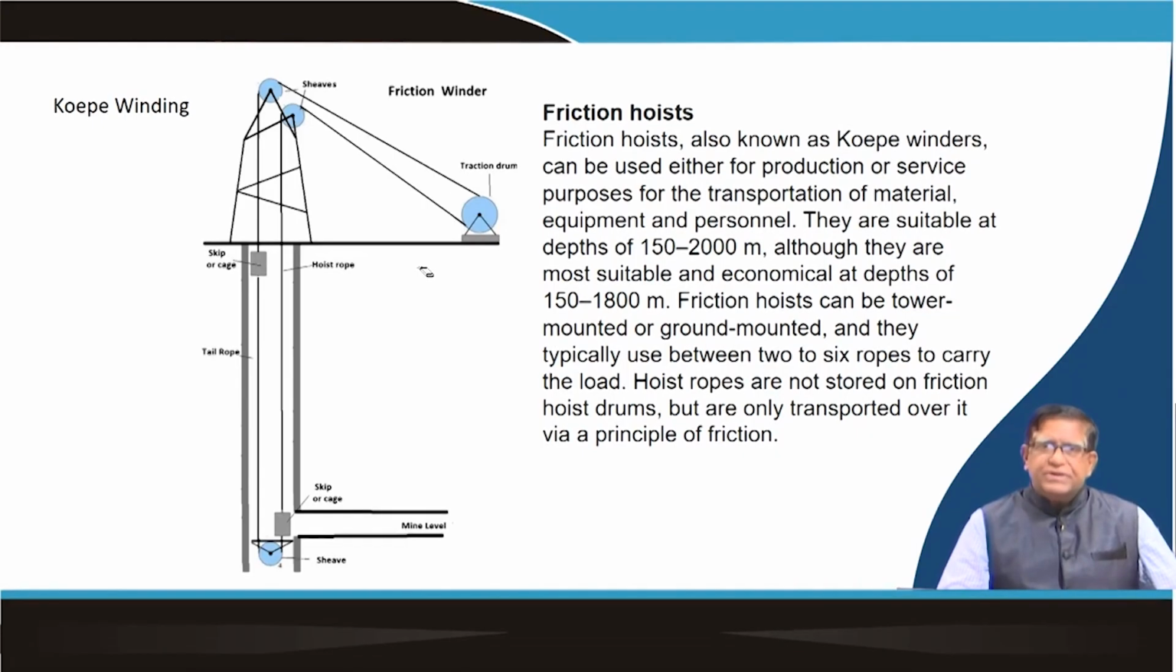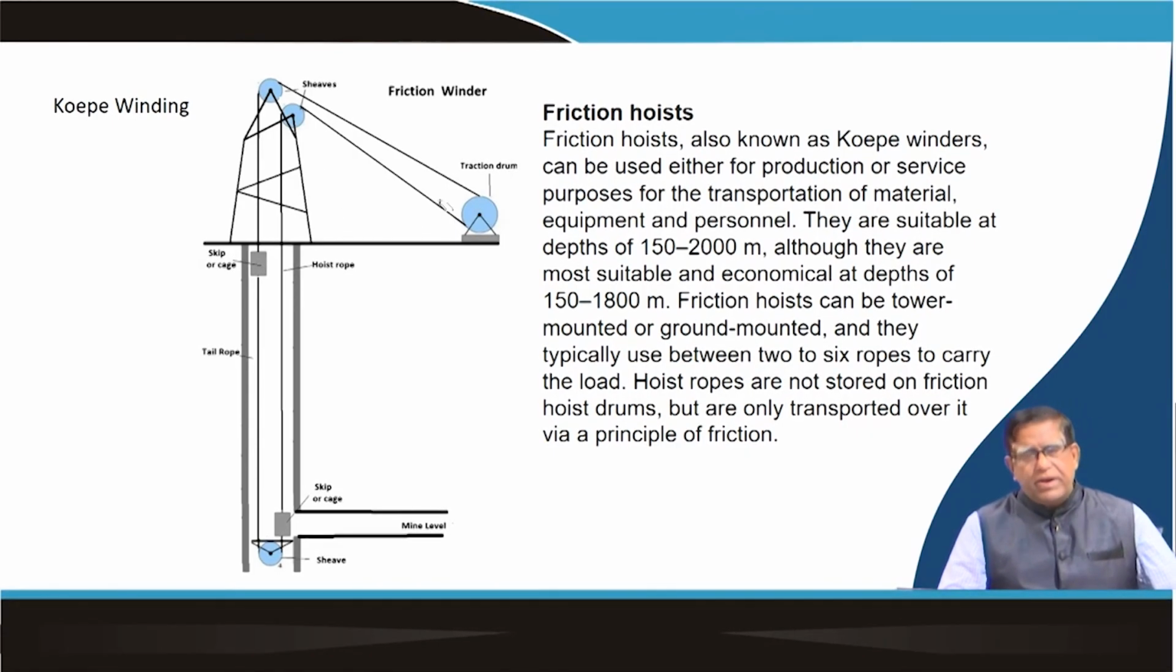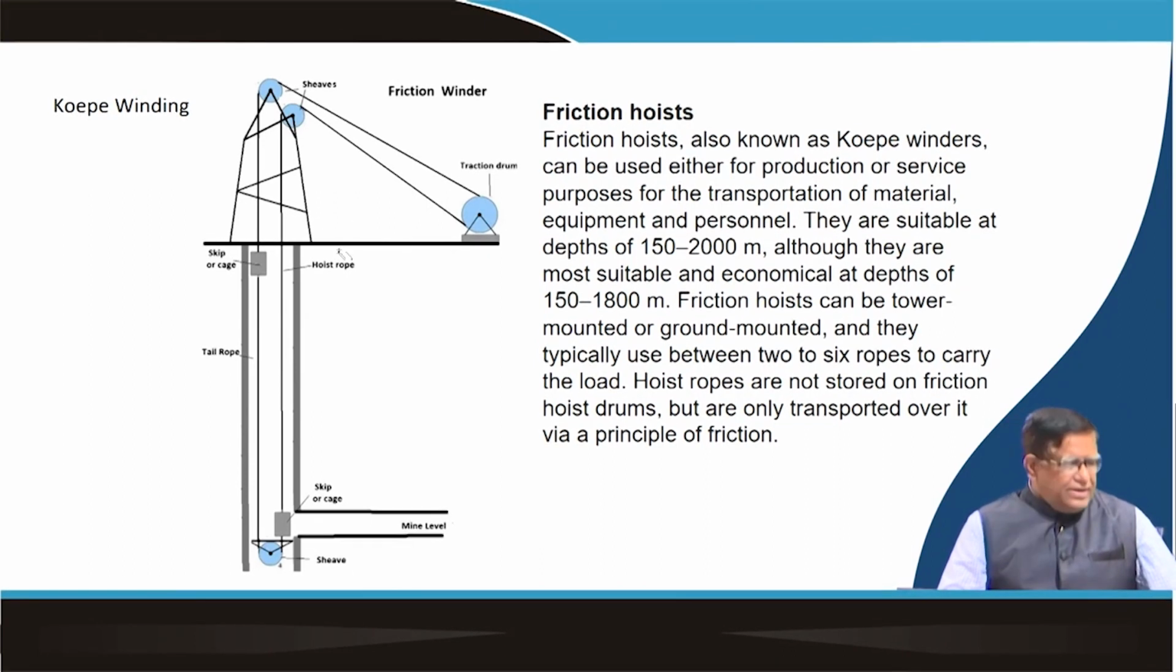In most deeper shafts, when you go up to 2000 meters, at that time this type of shaft is there. If you go to Tata Steel's Jamadoba mines in Jharia, you will find this Koepe winding is there. There are a number of mines, I think even some uranium mines have the tower mounted Koepe winding system, which is very standard in the industry.